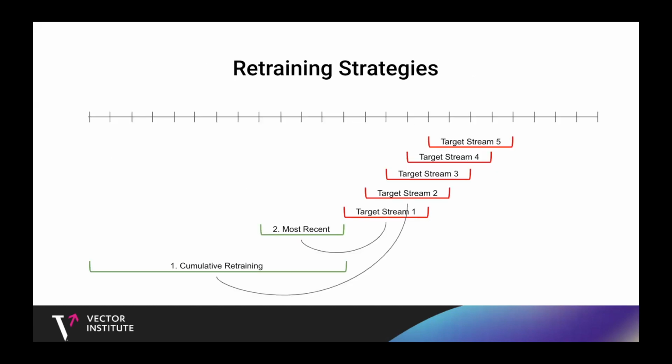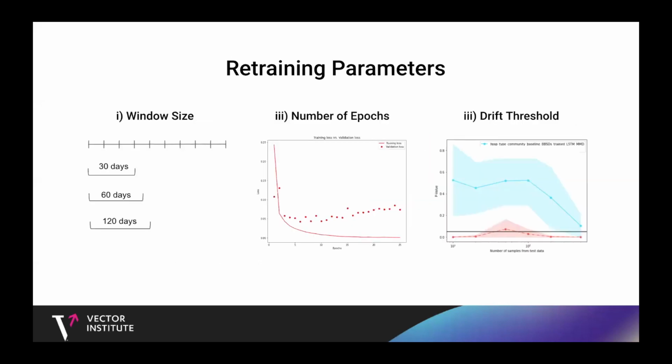So the next step was the retraining. I looked at 2 strategies so far: the cumulative retraining strategy, where you're basically retraining with all the data up until that point, and the most recent strategy, where you have an adjustable window size and you retrain using a specific window of the most recent X amount of samples or patients. The parameters that I played around with for some experiments were, again, the window size, the number of epochs, and the actual drift threshold to trigger the retraining.